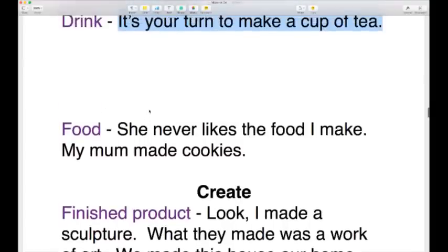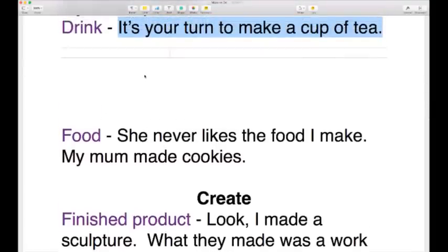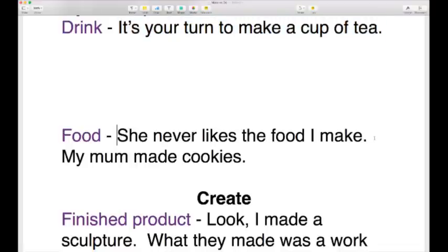Obviously, we love tea here, and we'll always say, who's making the tea? Would you like to make a cup of tea? I'd love you to make me a cup of tea. And we also use it with the word food. She never likes the food I make. Or when we're talking about specific food, like my mum made cookies.